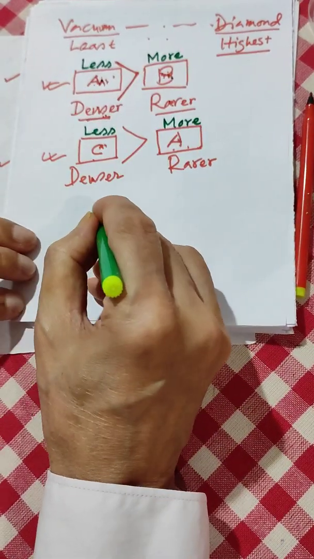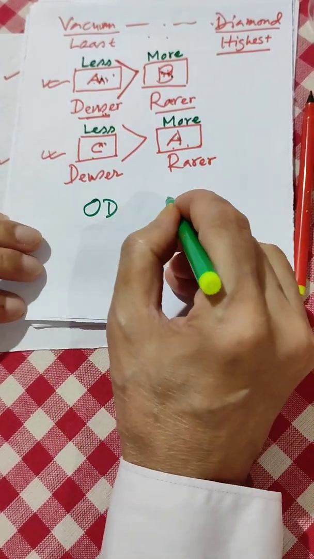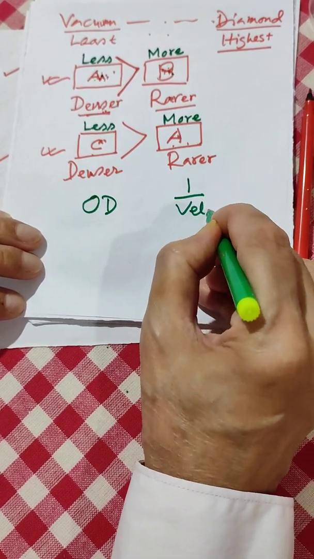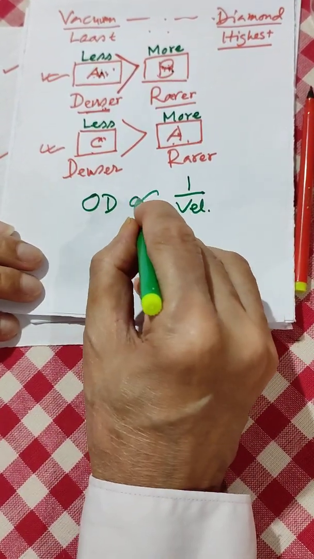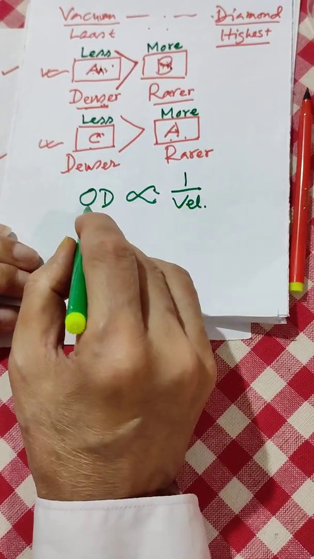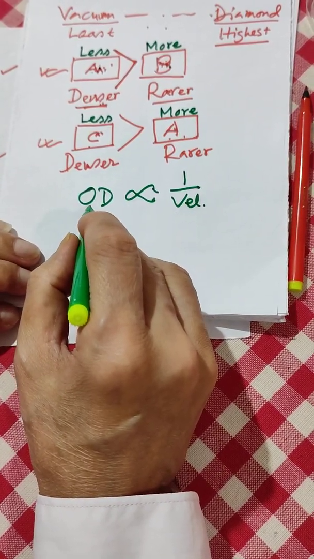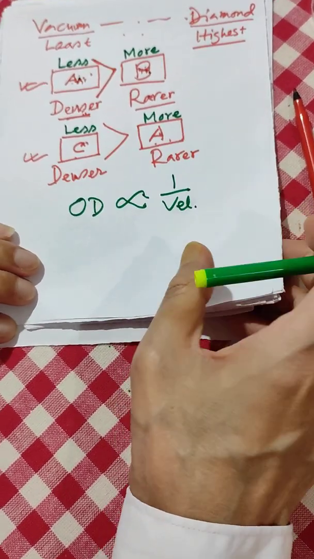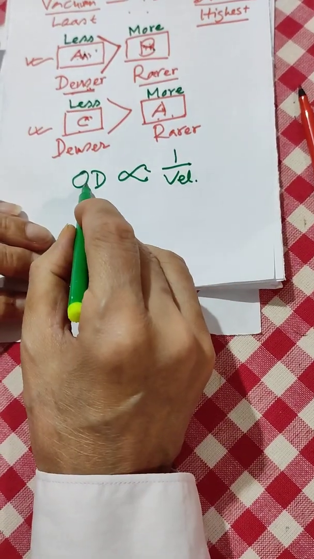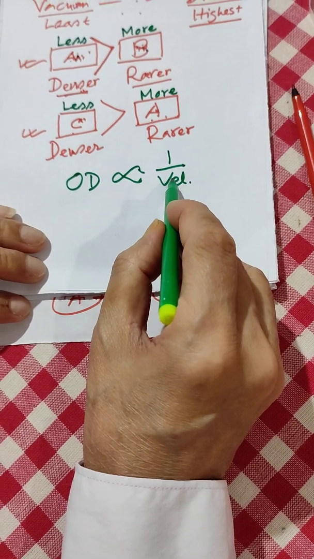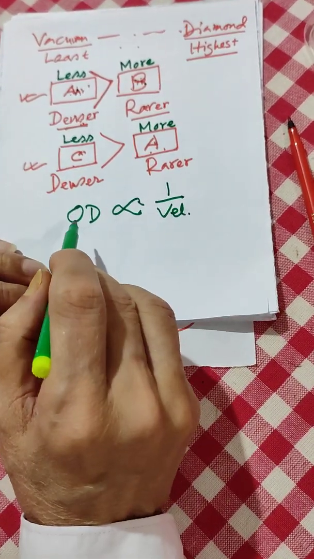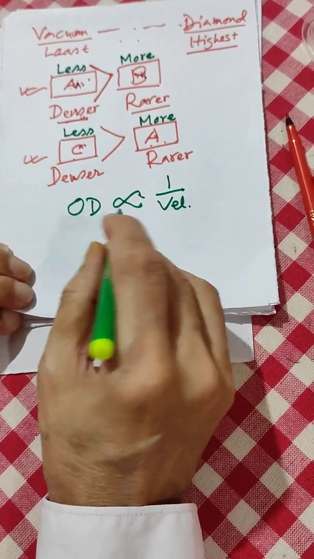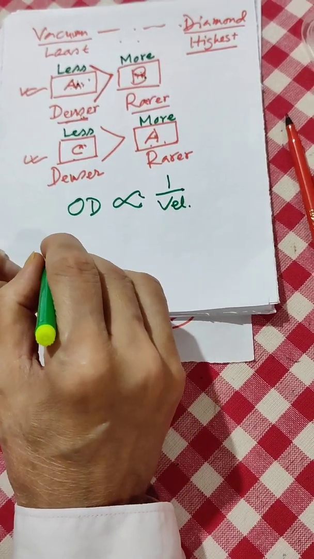So you see, optical density and velocity of light are inversely related. So optical density of a medium is inversely related to velocity of light in that medium. So if optical density is more, then velocity of light in that medium will be less. All right.